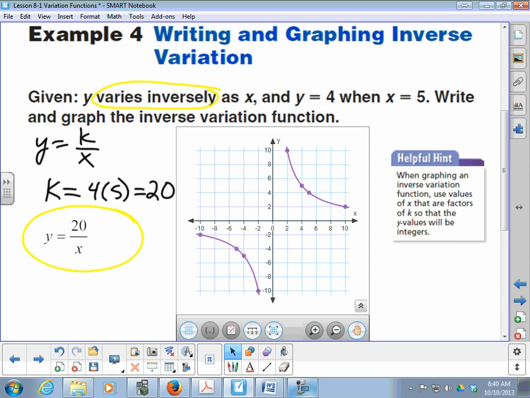Right? So make sure that if it's inverse variation, when you draw this graph, you show that it does not cross the x and y axis, but that you have both quadrants. Now, what if k is negative?